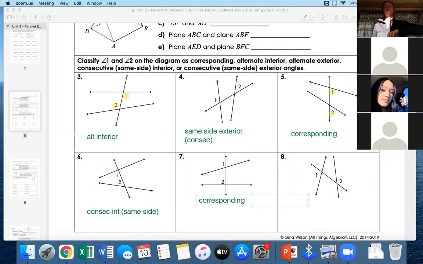Question 5 and 7 is the same picture, just kind of flipped upside down. And lastly, if we look at question 8, good job, alternate exterior. Okay, because they're on opposite sides and they're both on the outside. So go ahead and take a screenshot of this section, and then we will continue on. Give me about 1 minute.